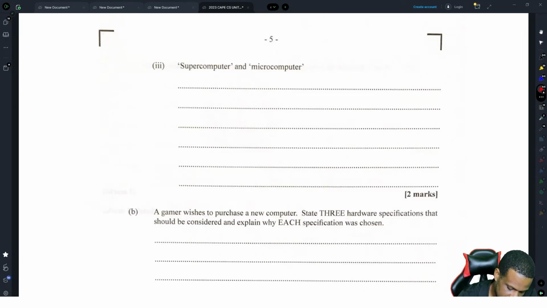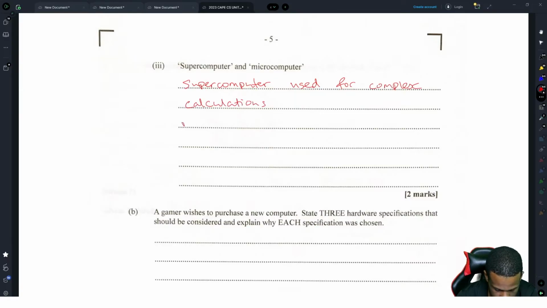Supercomputer, microcomputer. These are CSEC questions, by the way. I would consider these to be CSEC questions. Supercomputer used for complex calculations. Microcomputer used for day-to-day computing tasks.